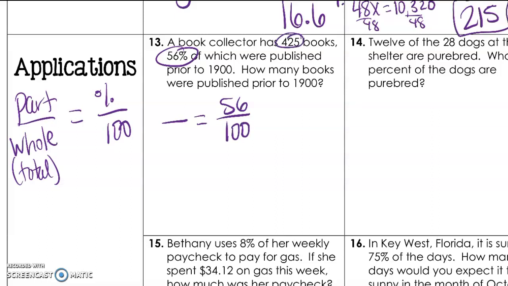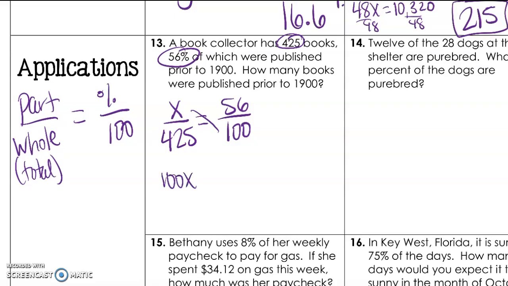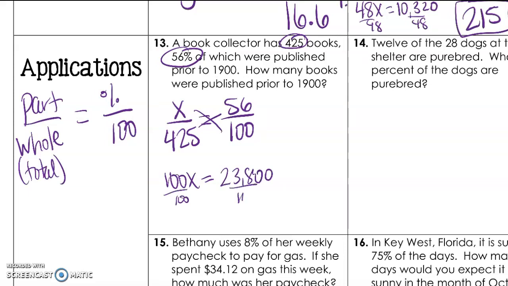So ask yourself, is that all of the books or is it only some of them? That is all of them. We're trying to figure out how many of them were published prior to 1900. So you would have 425 on the bottom because that's all or the whole of her books. So there's our proportion. Once you have that set up, again, just cross multiply. 100x is equal to 23,800. Divide by 100 and you get 238 books. Don't forget with story problems, they have to have a label. So 238 books is what we're looking for for 13.